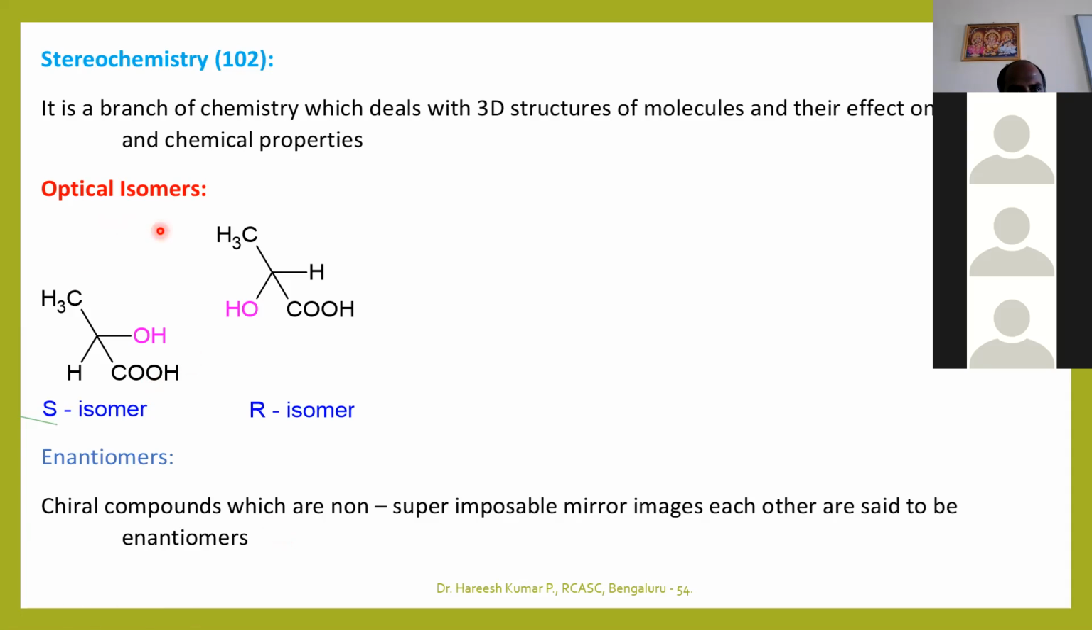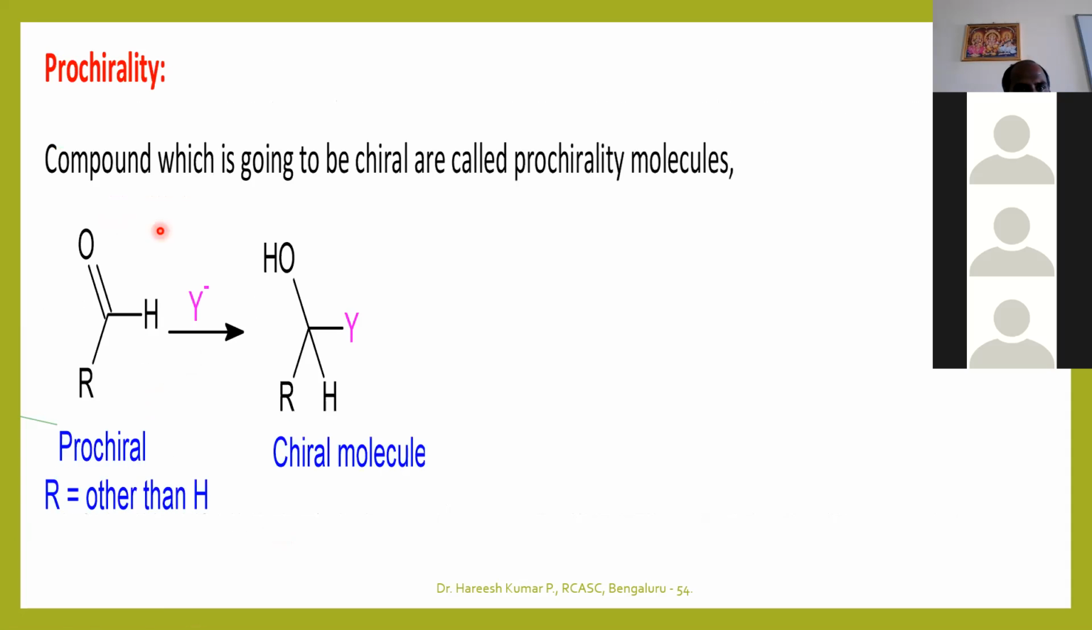Okay, so with this, I can go to the next slide. The next slide is about prochirality. What is prochirality? These types of molecules are called prochiral compounds. Why is it prochiral? Because it can be converted into a chiral compound. How is it converted? By treating with a nucleophile. So here the Y minus is a nucleophile.